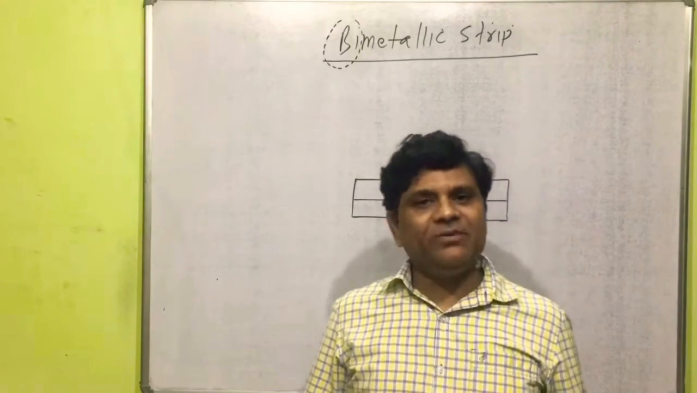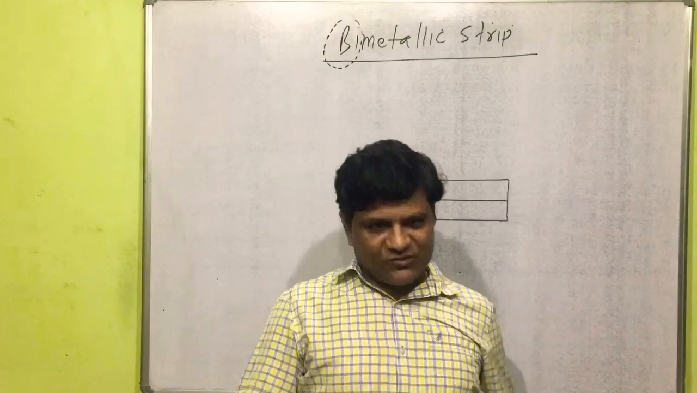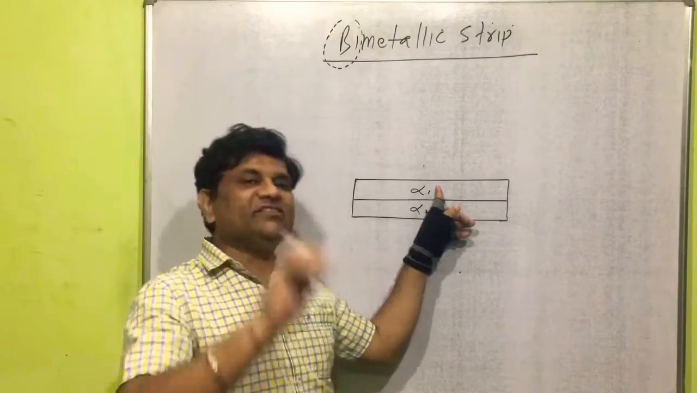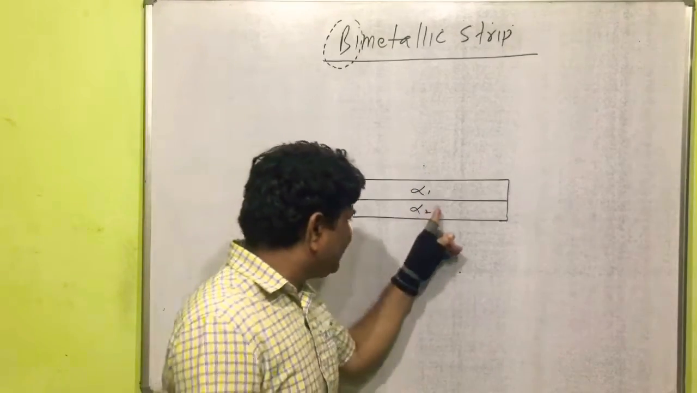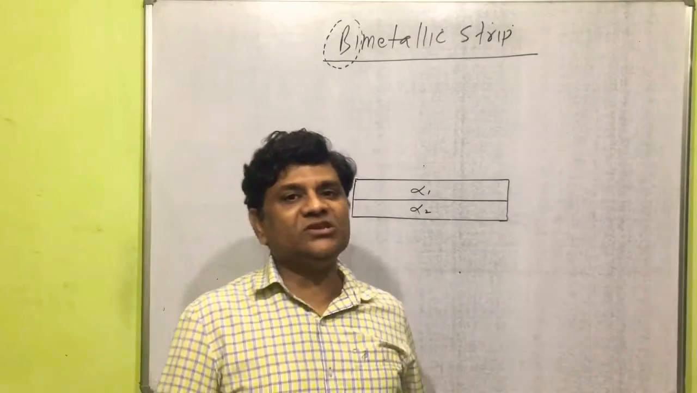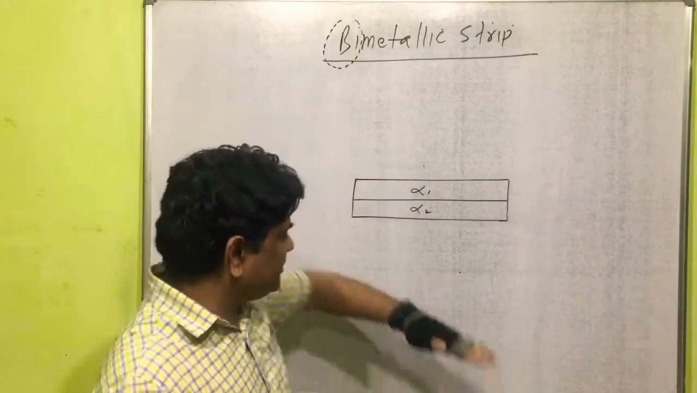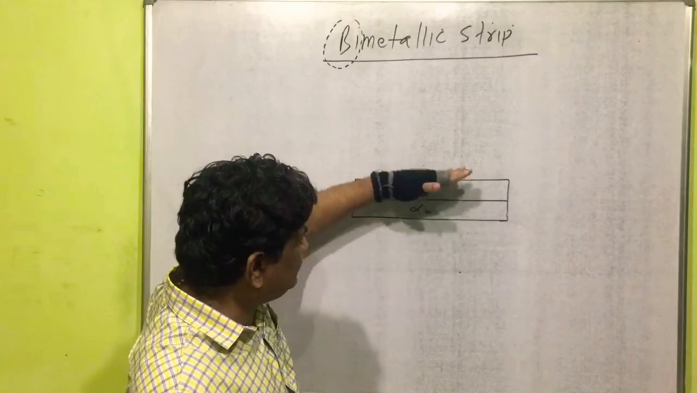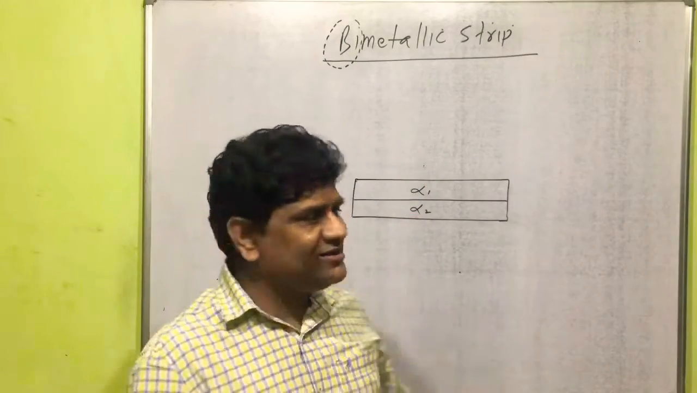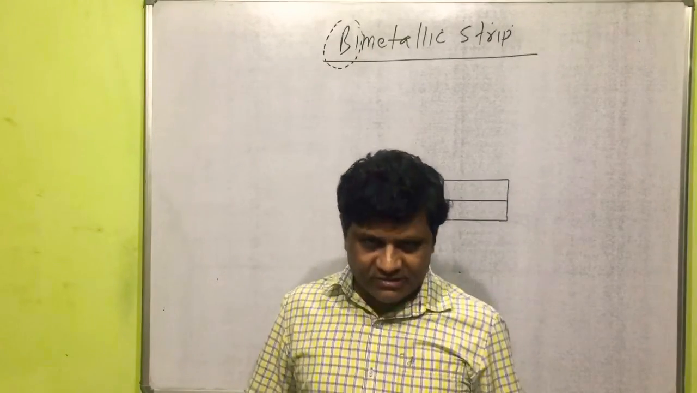Now, how to define a bimetallic strip? Yes, we have taken a diagram on the board here. This is the diagram of a bimetallic strip. The upper strip is made of coefficient of linear expansion alpha 1 and the lower strip is made of coefficient of linear expansion alpha 2. Now, how to define a bimetallic strip? Simple. When two different material strips are joined one over another to form a single strip, that strip is known as a bimetallic strip.